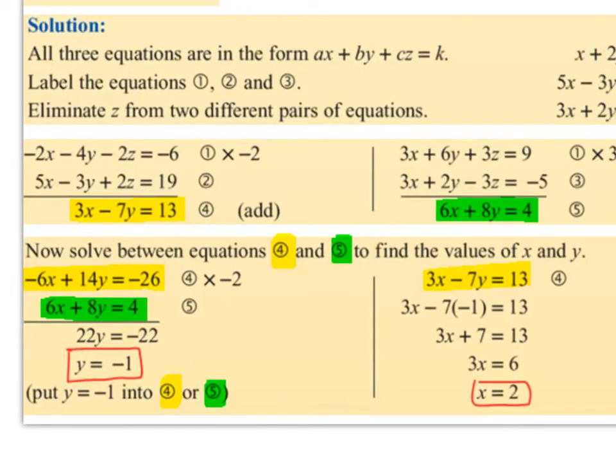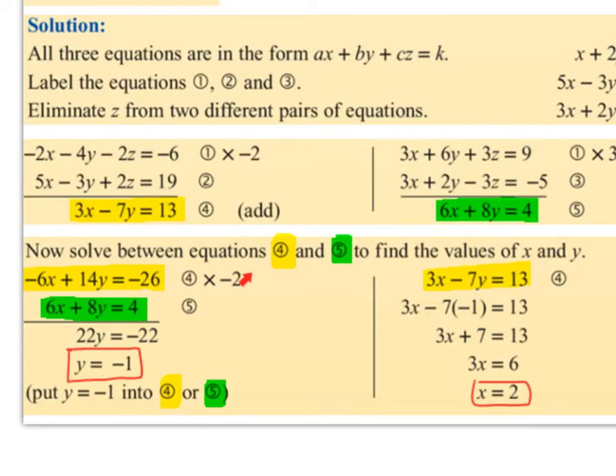So we can either at this point get the x's to match up, one's a plus, one's a minus, or the y's to match up, one's a plus, one's a minus. It doesn't matter which way you want to do it. In this particular example, we're going to make the x's match up. So we have 3x and 6x for our x values. So if we multiply equation 4 by minus 2, we'll get the x's to match up, and one will be a plus and one will be a minus.